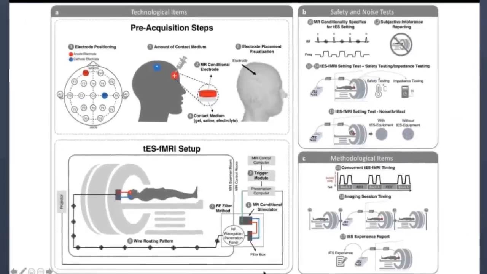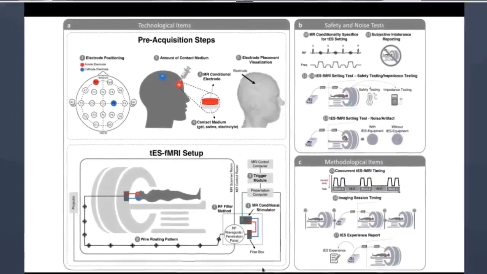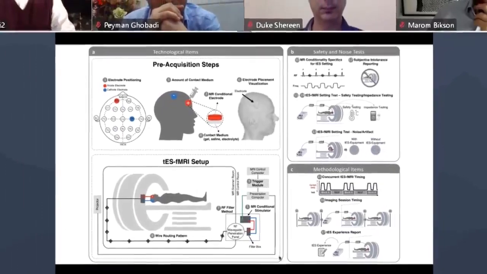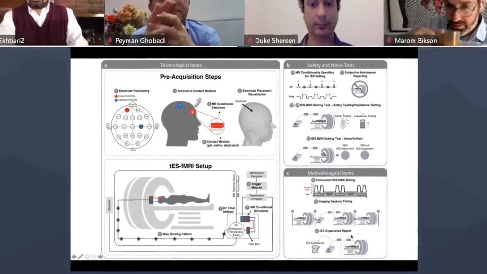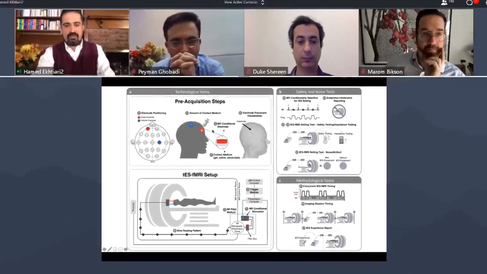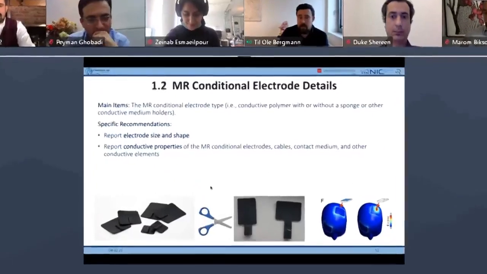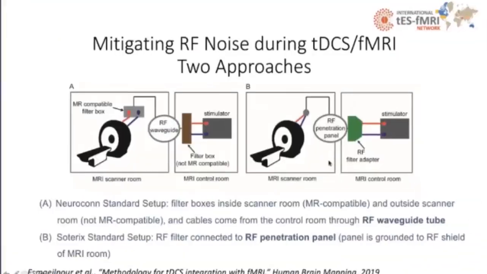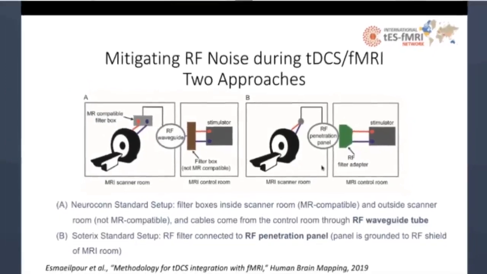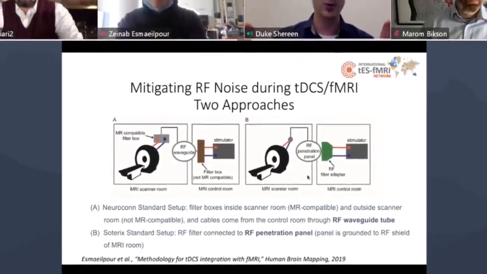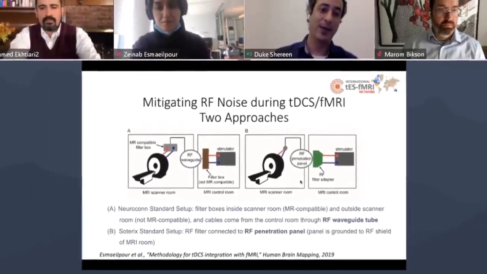So those items are being divided among those technological items and safety noise issues and also methodological items, as you can see here from number 1 to number 17, in these different aspects of running a concurrent tES-fMRI. The conductive properties, if known, for all the conductive materials should be provided. Main approaches to mitigating RF noise and non-MRI compatible filter, right? And from there, through the waveguide, that cylindrical hole in between the control room and the scanner room.